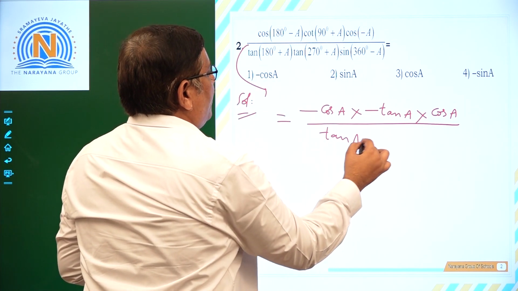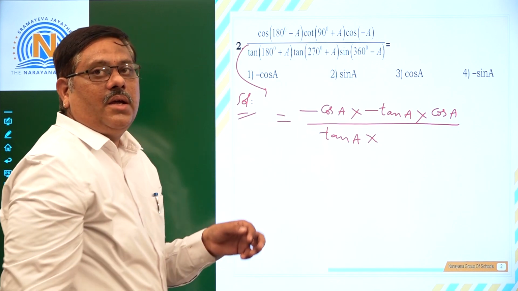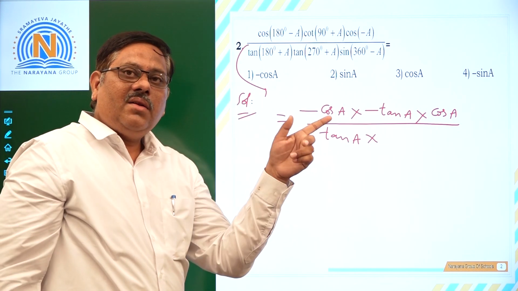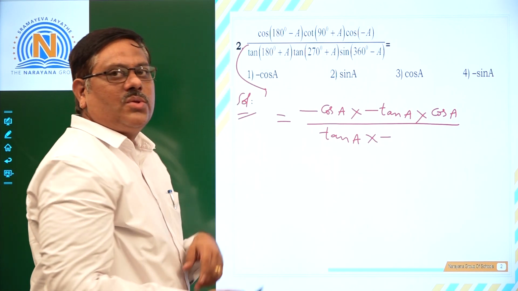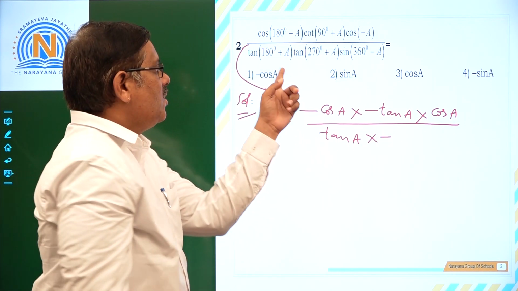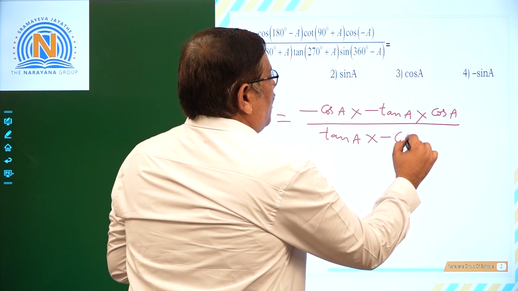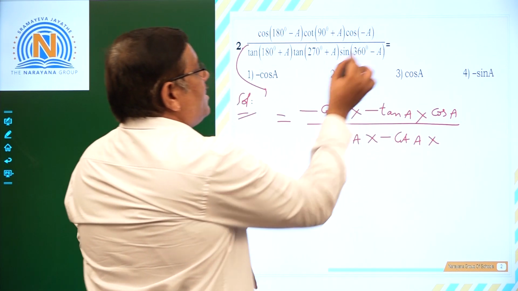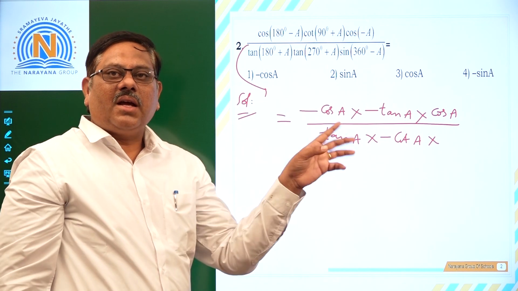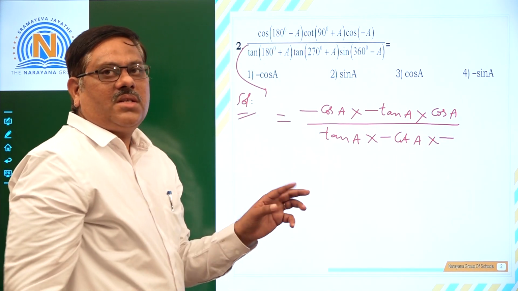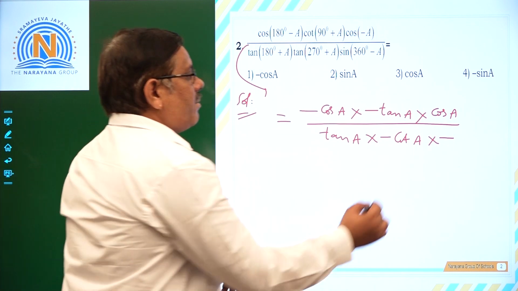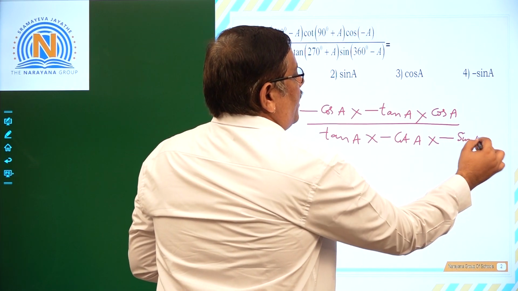So it is tan a into tan of 270 plus a. 270 plus a is an angle in the fourth quadrant. In the fourth quadrant, tan is negative. Next, 270 means an odd multiple of 90, so tan changes to cot. So this is minus cot a. Into sin of 360 minus a. 360 minus a is an angle in the fourth quadrant, where sin is negative. 360 means an even multiple of pi by 2, so sin remains as sin. So this is minus sin a.